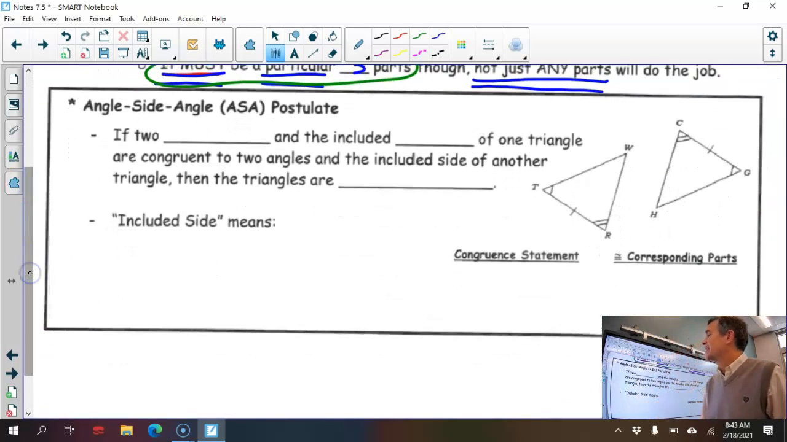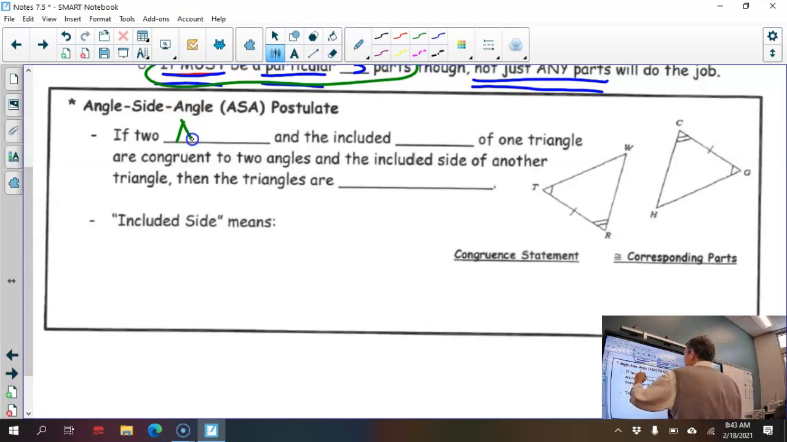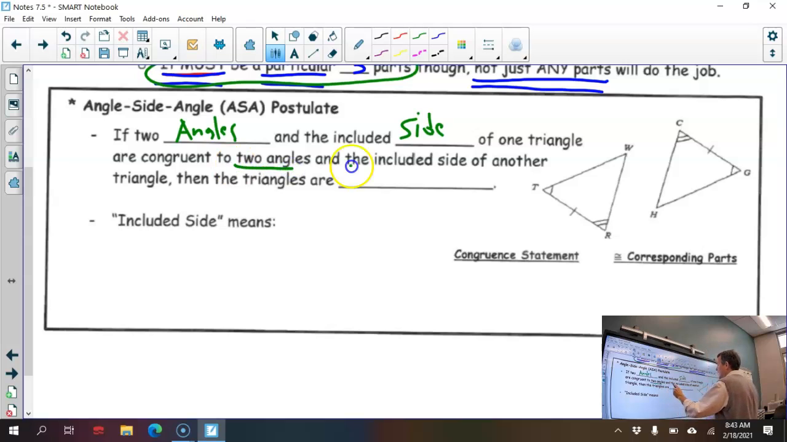All right, so we're going to look at a couple of these. The first one we're going to look at is called the angle-side-angle postulate. And it says, if 2 angles and the included side of one triangle are congruent to 2 angles and the included side of another triangle, then the triangles are congruent. And I have a picture of that situation here.